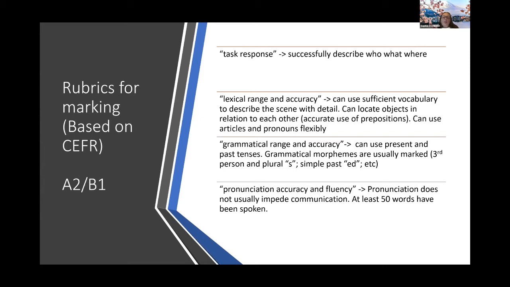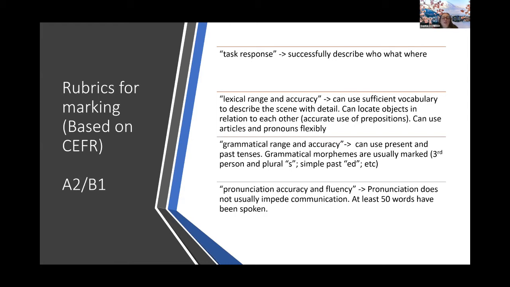In terms of grammar, we're looking for grammatical morphemes like third person S's, ed at the end of past tenses, some past tenses. We're also looking at the difference between present continuous and present simple. And finally, pronunciation accuracy, sorry, and fluency.